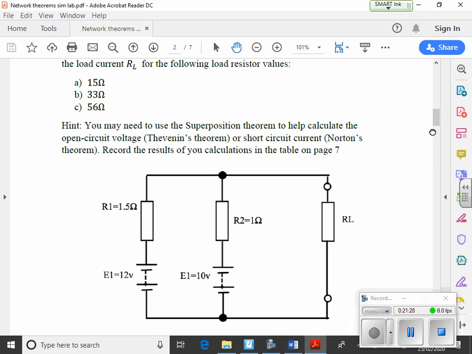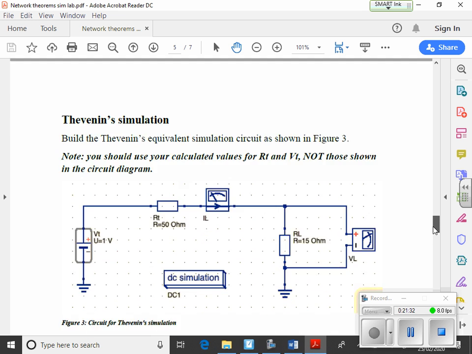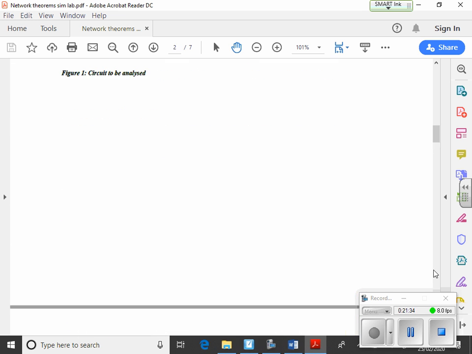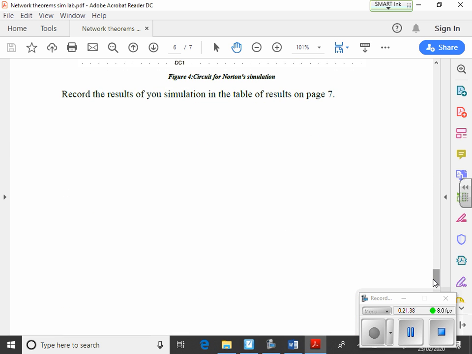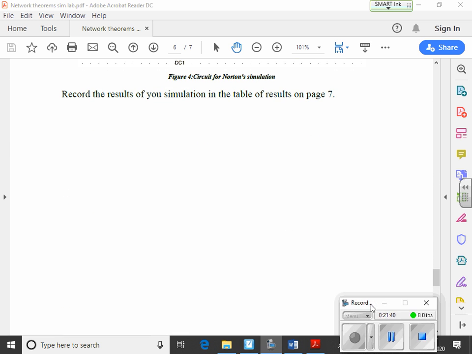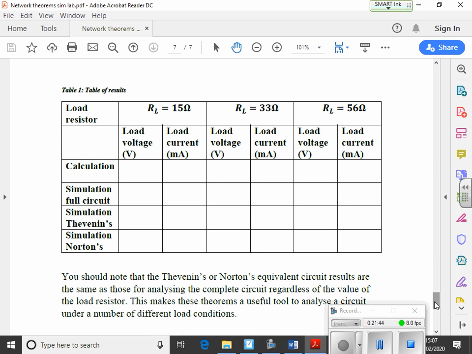Right at the end, I've included a table where you can record all the results in one place. The top row is the results of calculations, either via Norton's or via Thevenin's. Okay?